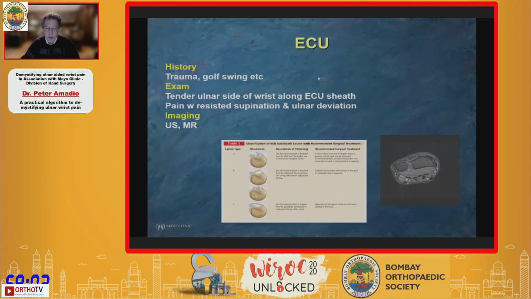So extensor carpi ulnaris, as you know, the tendon can become either inflamed or it can subluxate out of its subsheath, and there are various classifications for that. You can see it on imaging. History is typically of a traumatic episode. Sudden, like a golf swing, is something we typically see here in the U.S., for example, but any other kind of twisting trauma. Examination will show that there's tenderness, and sometimes you'll see swelling over the extensor carpi ulnaris. If the patient supinates and ulnarly deviates their wrist, you can feel the tendon frequently snap, and you can confirm the diagnosis either by ultrasound or MR imaging typically.